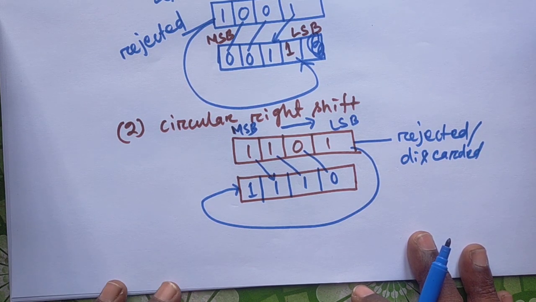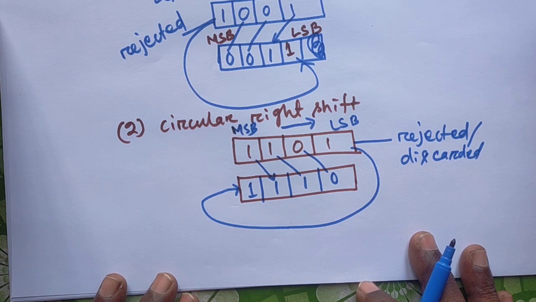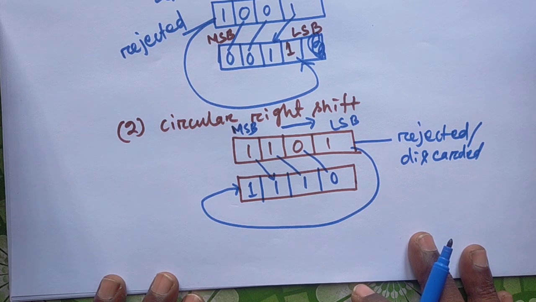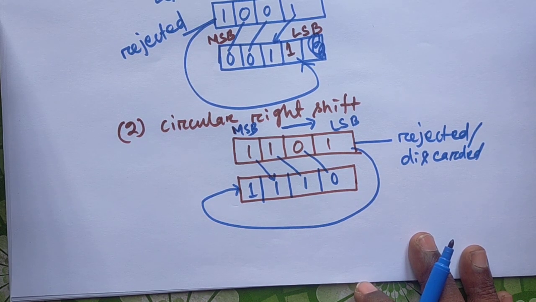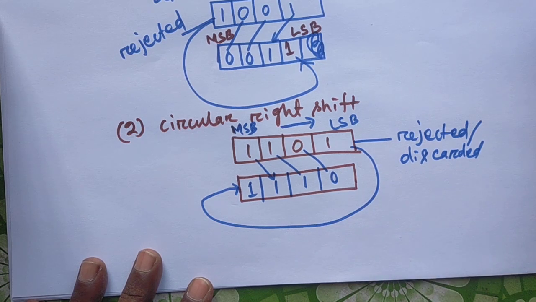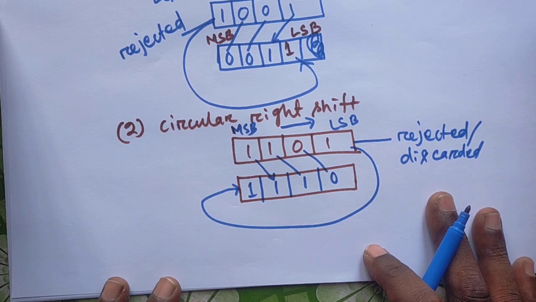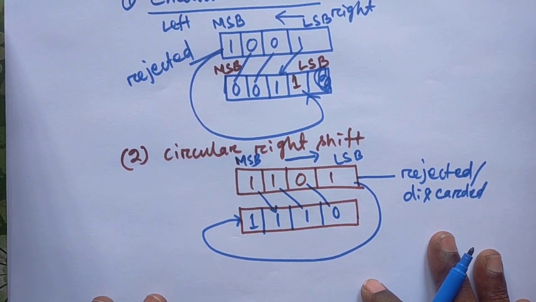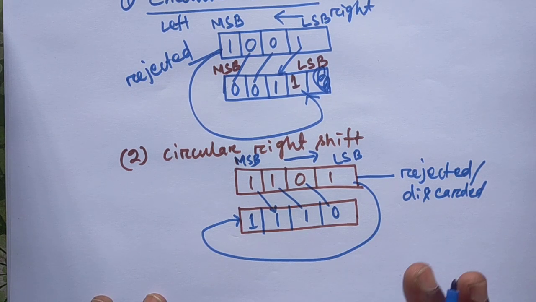These two shifts, left shift and right shift of circular shift, are important. Not very important, but they are the basic approaches we will consider. And one advantage we can consider is that there is no loss of data if we go through a circular shift operation. That is the advantage.